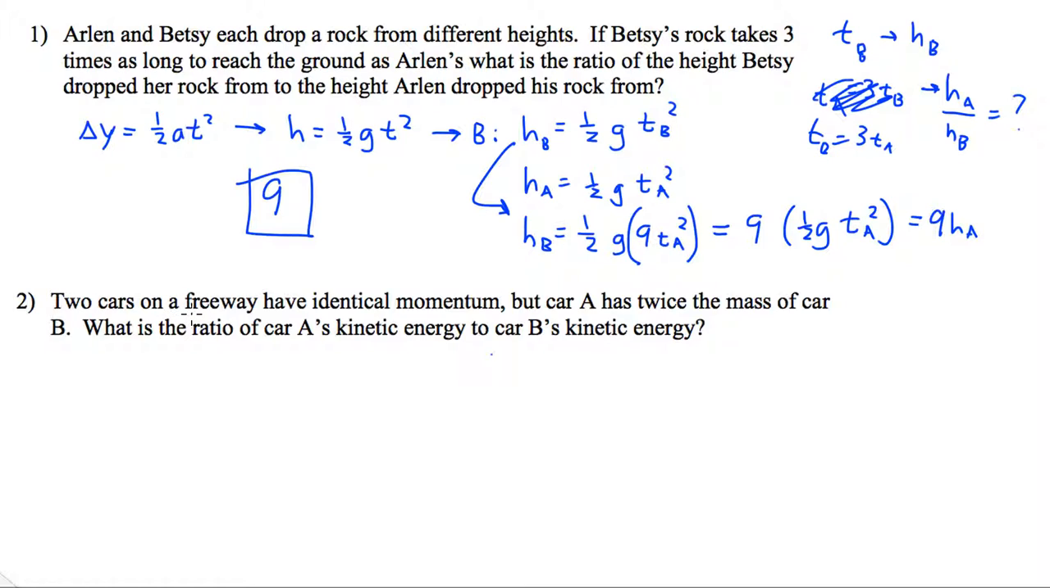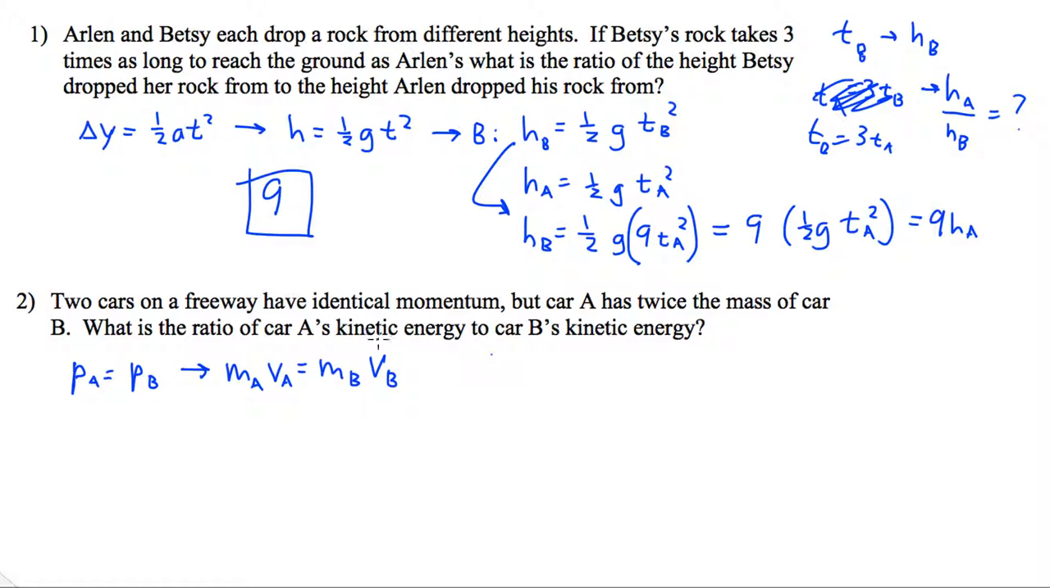So here's another one. I'm going to show you this. Stop it and do it yourself if you want. Two cars on a freeway have identical momentum, but car A has twice the mass of car B. What's the ratio of their kinetic energy? So PA equals PB is what I'm going to do here. Then mass of car A times velocity of car A, they're both in the same direction so it doesn't matter, equals mass of B times VB.